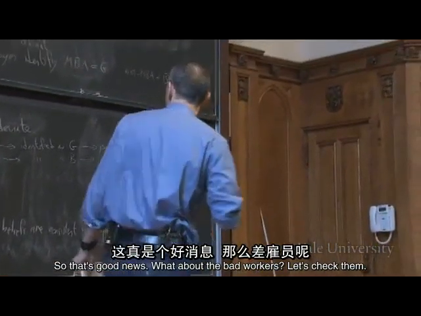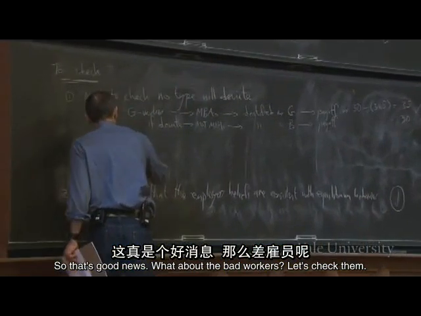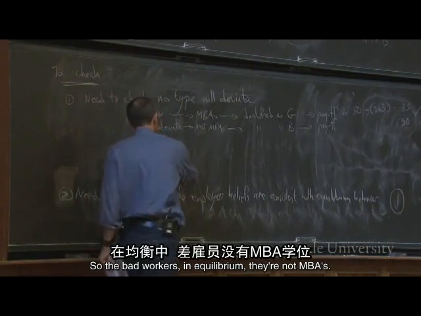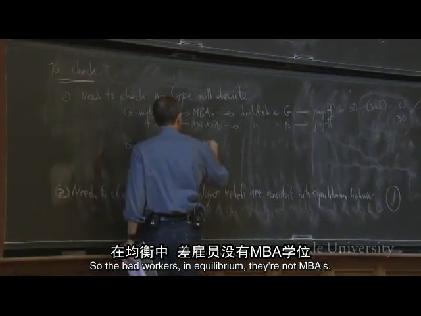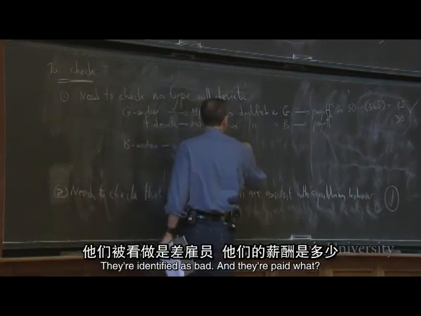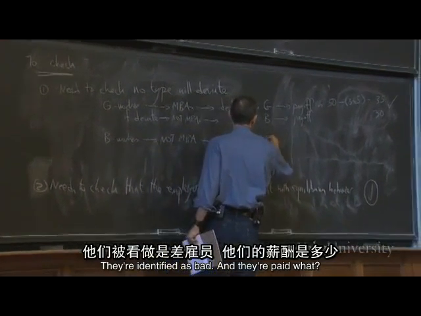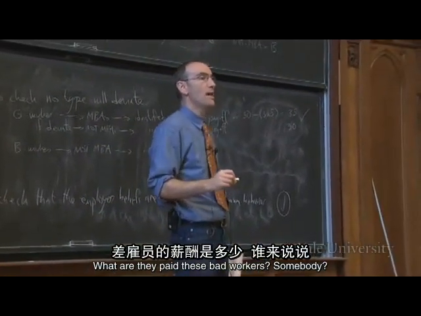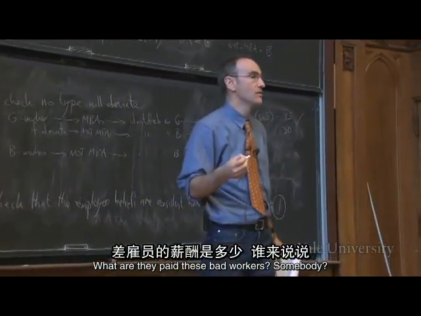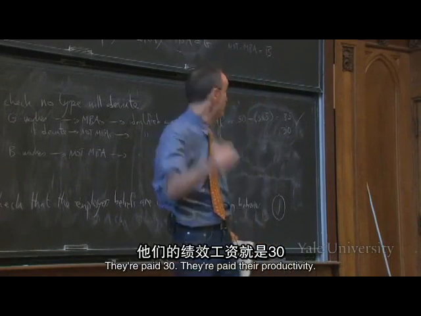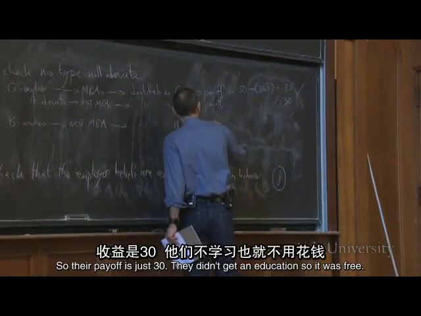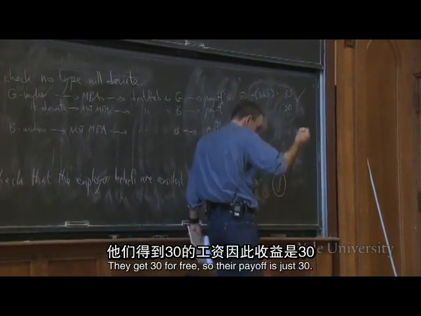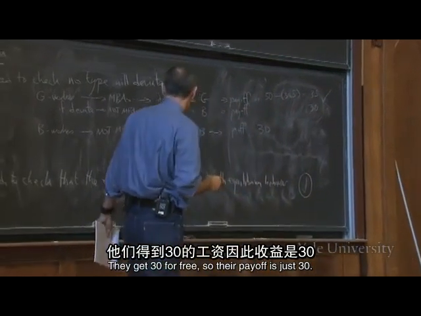All right, so that's good news. What about the bad workers? Let's check them. So the bad workers, in equilibrium, are not MBAs. They don't get an MBA. They're identified as bad. And what are they paid, these bad workers? Somebody? They're paid 30, right? They're paid their productivity. They didn't get an education, so it was free. They get 30 for free, so their payoff is just 30.